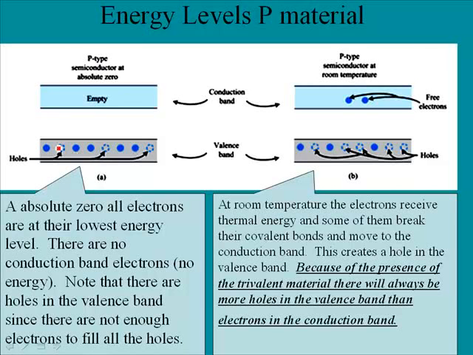What is available in the valence band? So, we're looking at P material first. At absolute 0, all electrons are at their lowest energy level. There are no conduction band electrons. Okay, so there is no energy. No energy available, so there's nothing going on in the conduction band. Note that there are holes in the valence band, since there are not enough electrons to fill all the holes.